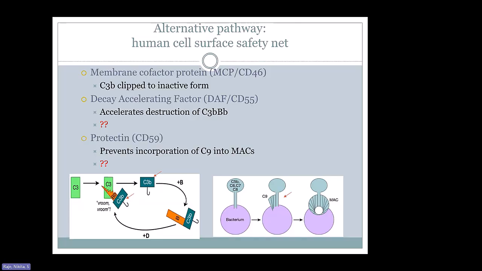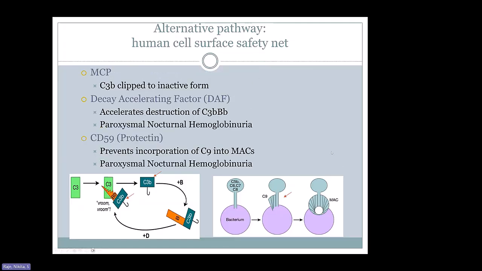So what happens if there is a defect in either CD55 or CD59? Does anyone know? Anybody? Is it PNH disease? PNH is correct. Paroxysmal nocturnal hemoglobinuria is caused by a defect in these molecules.